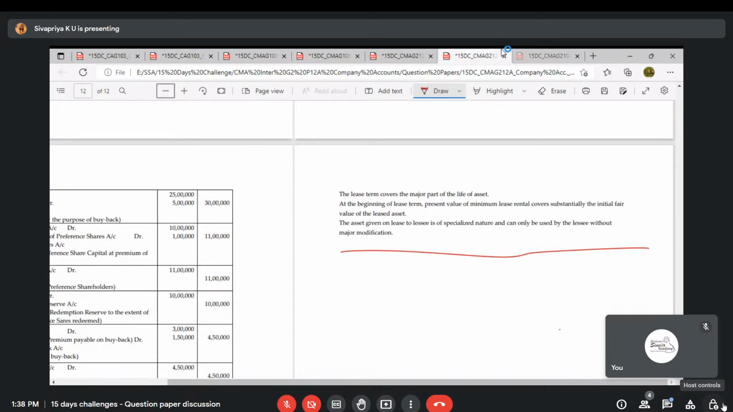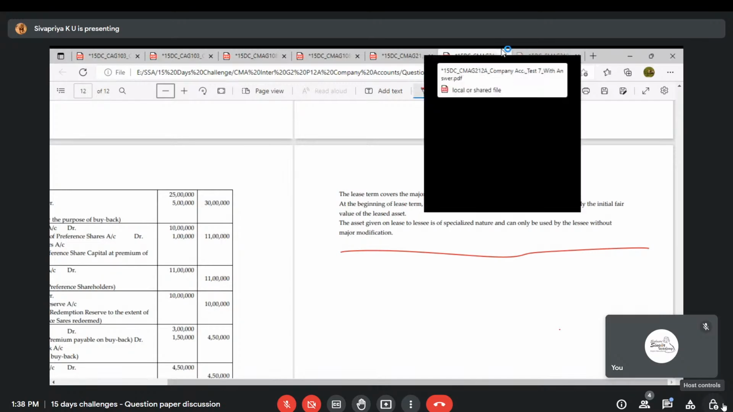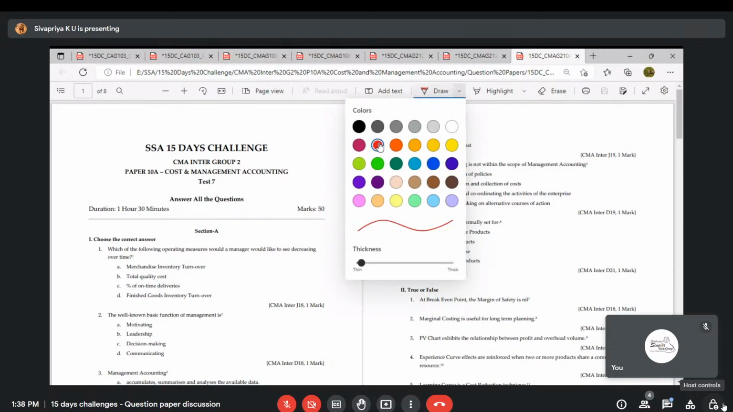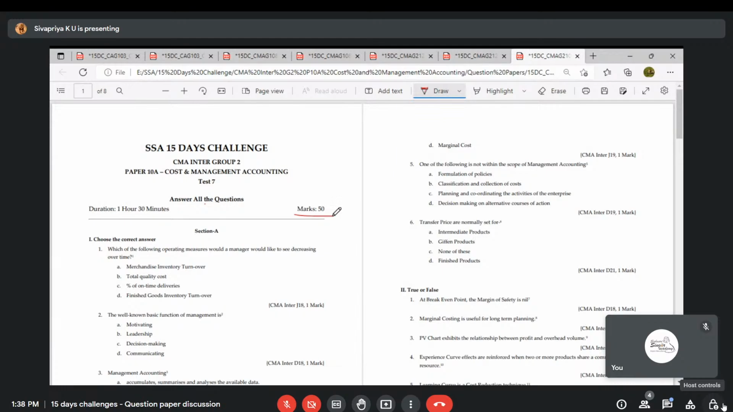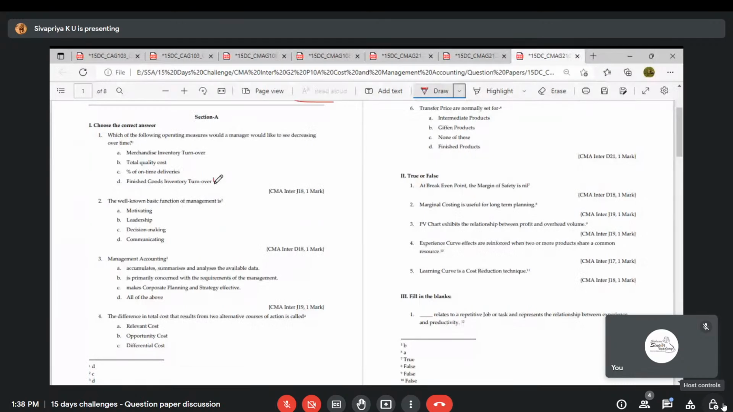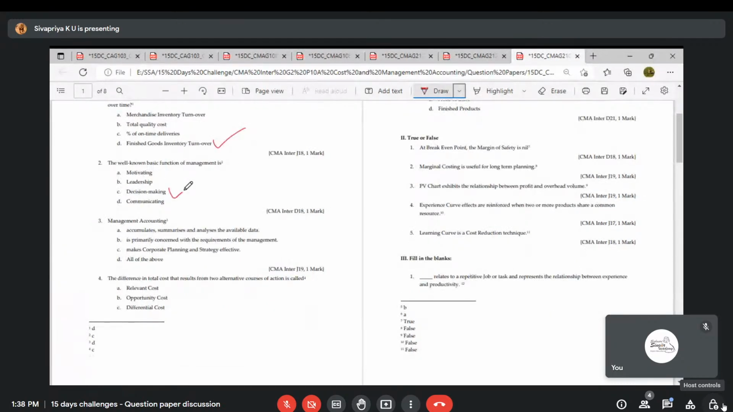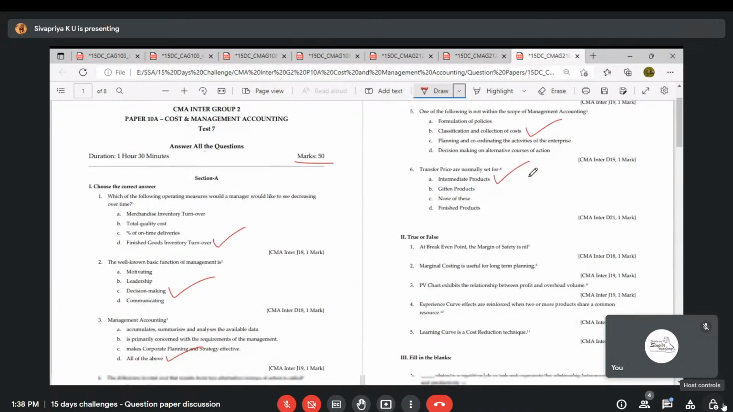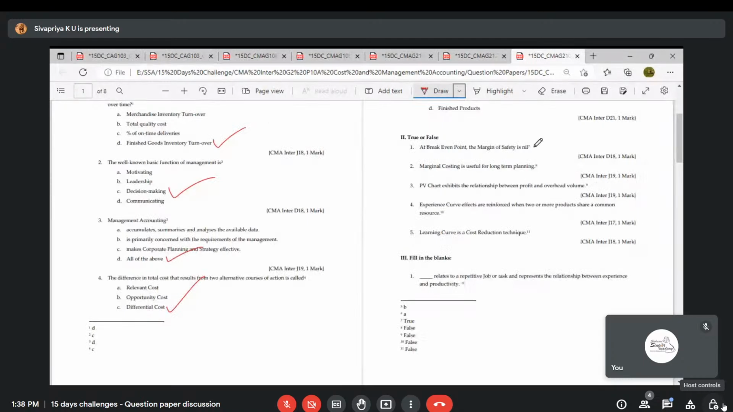Now CMA Group 2 cost and management accounting, paper number 10A. Test number 7, 50 marks. It is a totally comprehensive test, and the full mark test is 50 marks. Right? Answer 1: D, C, E, C. 5 it is B and A. Only this one is true. These four are all false.